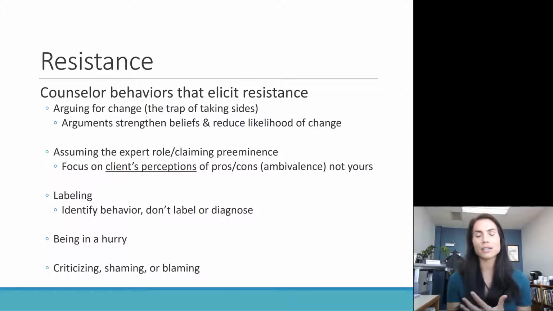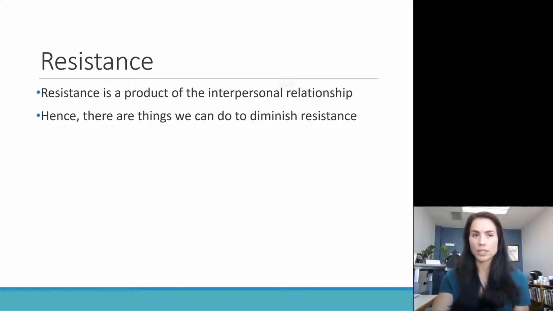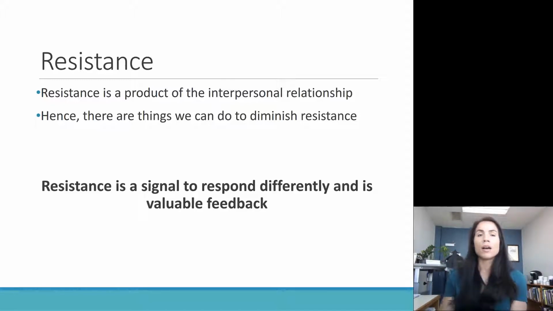They might not have this level of whole person coaching that you want to have with motivational interviewing. And so you can get some resistance there. And then if you do have some sort of criticizing, shaming, or blaming, which shouldn't exist at all in any type of interaction you have with your client, then again, you're going to likely see some resistance. So resistance is a product of the interpersonal relationship. And there are things that we can do to diminish that resistance. Most importantly, resistance is a signal to respond differently, and it's valuable feedback.